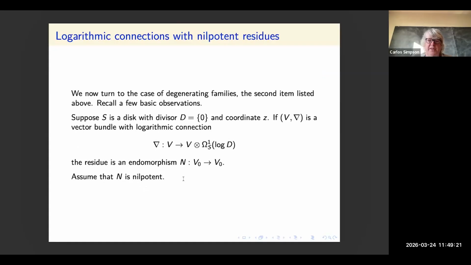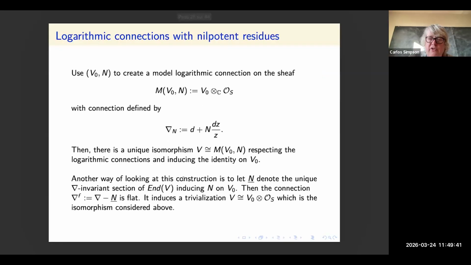Now I'd like to turn to the second item in the list that I had before, which is the case of logarithmic connections and residues. So let's suppose we have just a disk and a coordinate, and suppose we have a vector bundle with a logarithmic connection, and suppose that the residue is nilpotent. Okay, then you can actually create a model connection on that sheaf. Just using the fiber over zero, you can actually write down the full family, really.